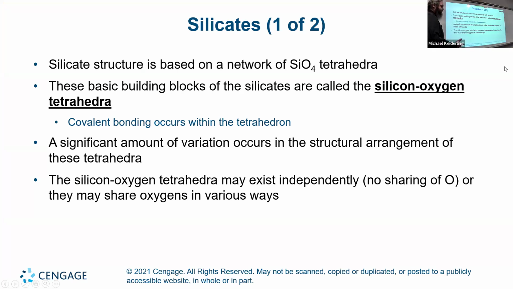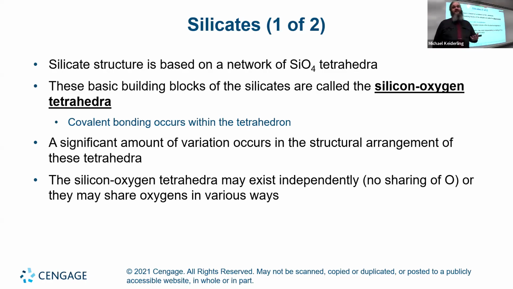So that was sort of the difference between those. So the silicate minerals are based off of a network of these tetrahedrons that consist of a silicon. So they're little pyramids with a silicon in the middle and an oxygen in each of the four corners. These are called the silicon-oxygen tetrahedra.